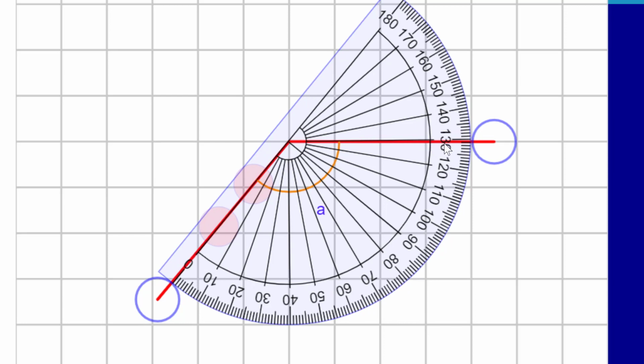For this question, you were allowed to get 2 millimeters out. So if you'd written 128 or 129 degrees, you'd get a mark. If you'd written 131 or 132 degrees, you would also have got a mark.